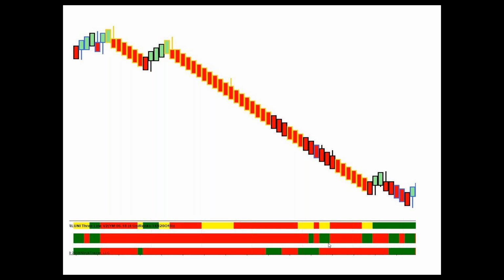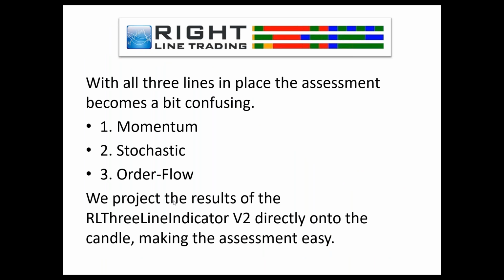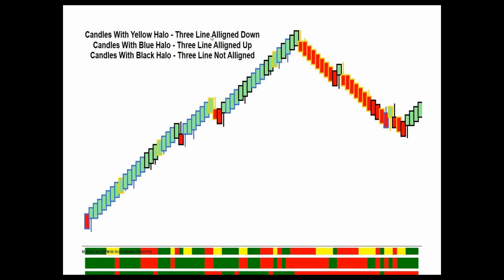Now you have 3 lines, and it gets difficult to assess because the 3 lines are changing intra-candle. So what we do to make it easier is we project the results directly onto the candles. Now, when the candle halo is blue, right here, it means the 3 line is aligned to the upside, and I don't have to look at the 3 line. When the candle halo is gold, it means the 3 line is aligned to the downside, and I don't have to look at the 3 line. And when it's black, I know there's no alignment in either direction.